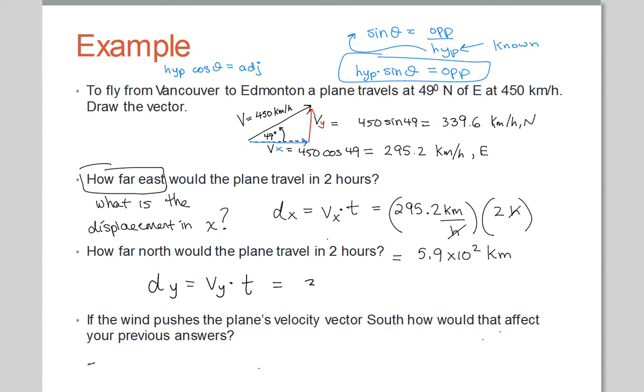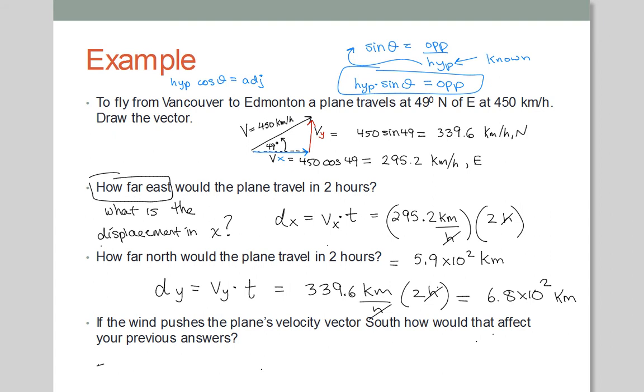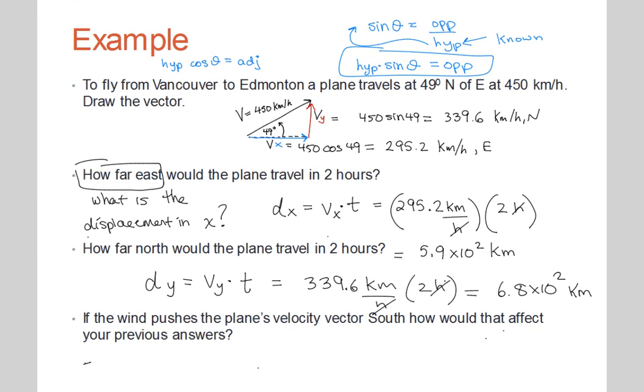So now I'll use the 339. Do you guys agree? And by 2 hours, hours cancels, you get 680 or something. So 6.8, very nice, Maria. 6.8 times 10 to the 2 km. Yep. Sort of implied because it's asking how far east and how far north. But yeah, you can definitely put that in.